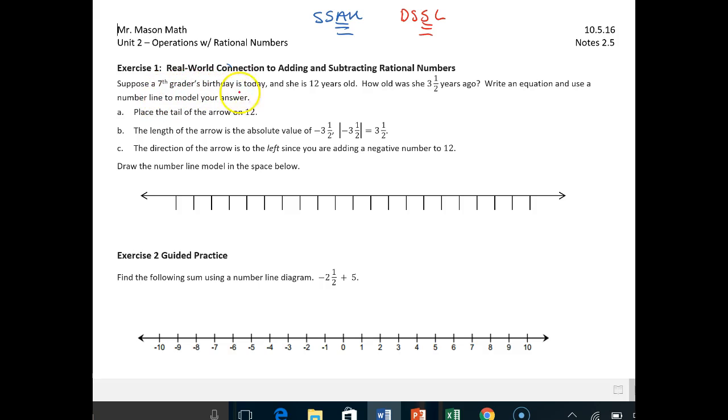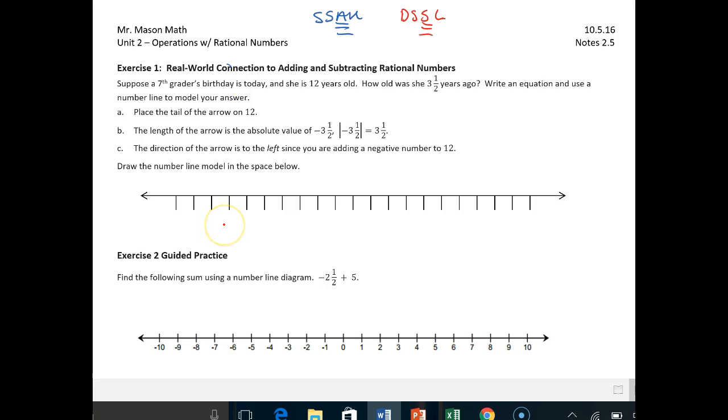Suppose a 7th grader's birthday is today. Happy birthday, Mr. Washington. She is 12 years old. How old was she 3.5 years ago? Write an equation and use a number line to model your answer. So place an arrow on 12.